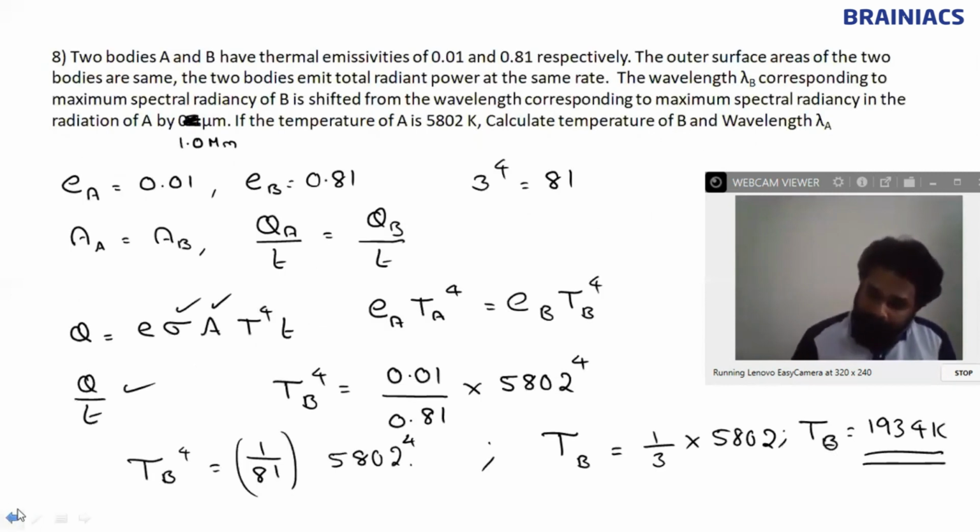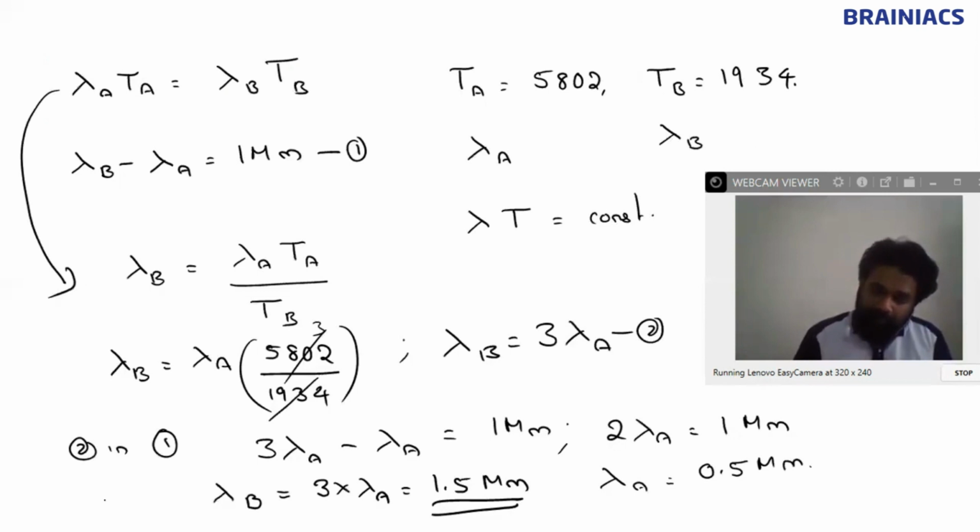Please do this. First, we understood the temperature. From temperature, we put the relation lambda A TA is equal to lambda B TB. So lambda B minus lambda A is 1 micrometer, which is given in the question. Based on that, from the relation we got the relation between lambda B and lambda A, that we substituted in equation 1 and got the answer. Okay, clear? Shall we move to the next problem?